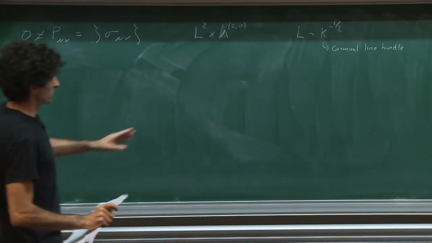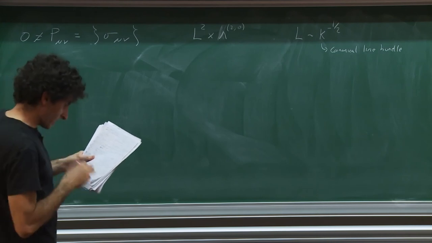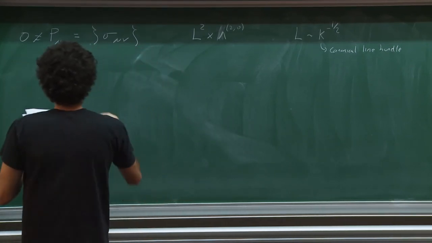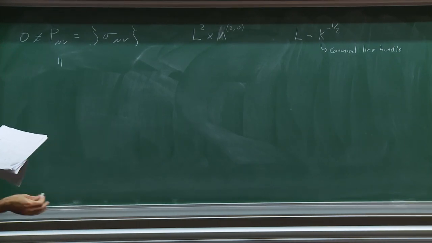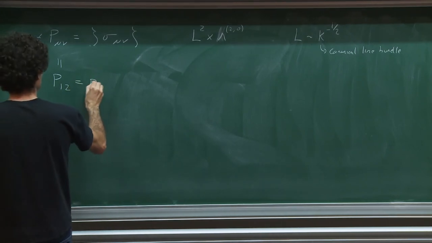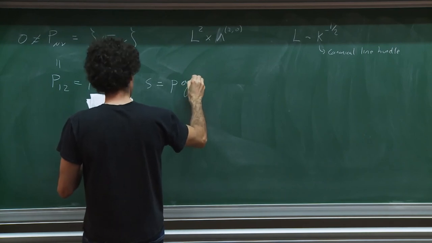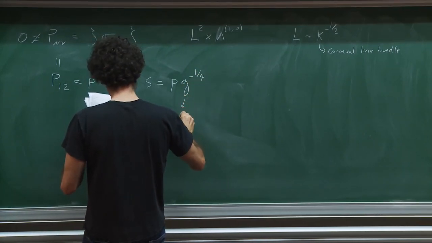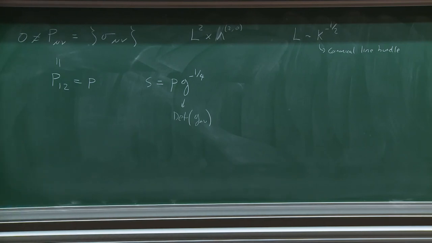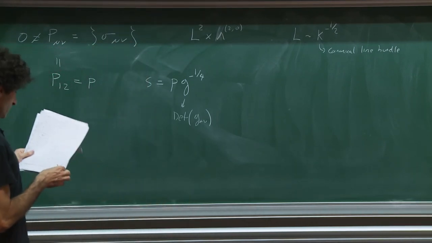So this does not make sense well. So then L is not going to be well defined, but L times K to the half will be. And that's basically what you use to construct the spinor. So very explicitly, we can take some coordinate patch. In some coordinate patch, we can take the component 1, 2 of P, and we can call this little p. Then we can define another object S, which is little p times g to the minus a quarter, where g is the determinant of the metric. So we can construct this object, and S is clearly different than zero, and it has R charge 2.